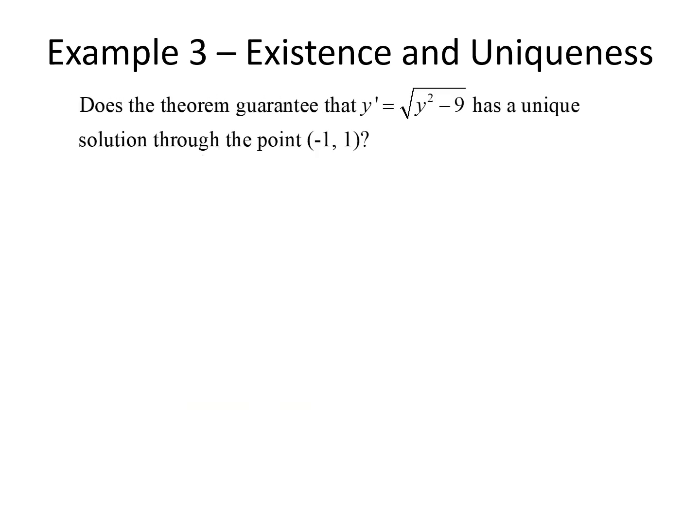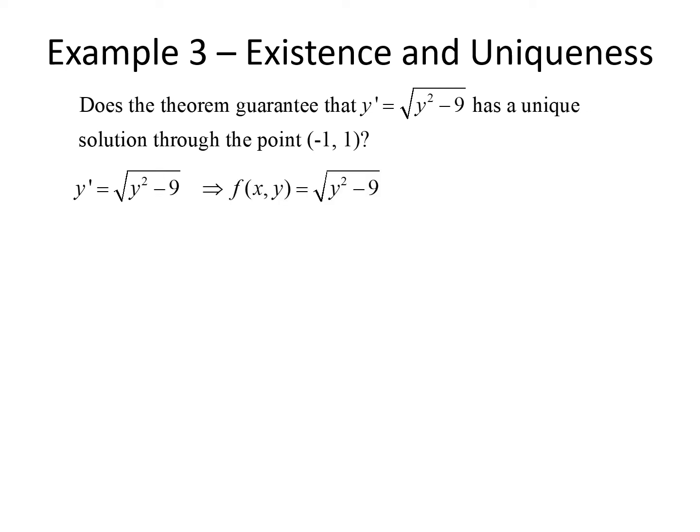All right, one final example for existence and uniqueness. This time, it's phrased a little bit differently. It says, does the theorem guarantee that y prime equals the square root of y squared minus 9 has a unique solution through the point negative 1, 1? Okay, so we're going to look at this problem. Y prime equals square root of y squared minus 9.